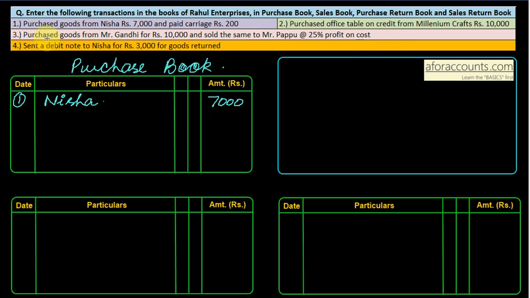Coming up to point number 3. Purchases goods from Mr. Gandhi for rupees 10,000. Again a purchase. So this portion will come in your purchase book. And sold the same to Mr. Pappu at the rate 25% profit on cost. Okay. So other book that is affected is your sales book. So open sales book.